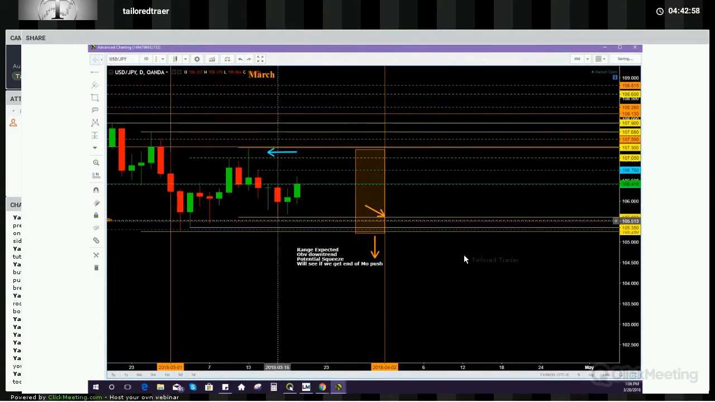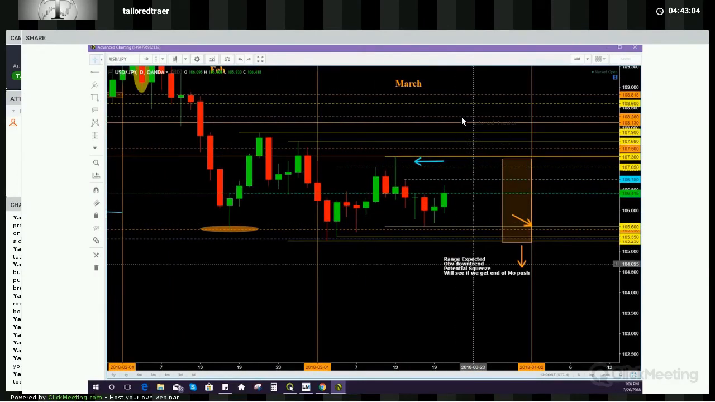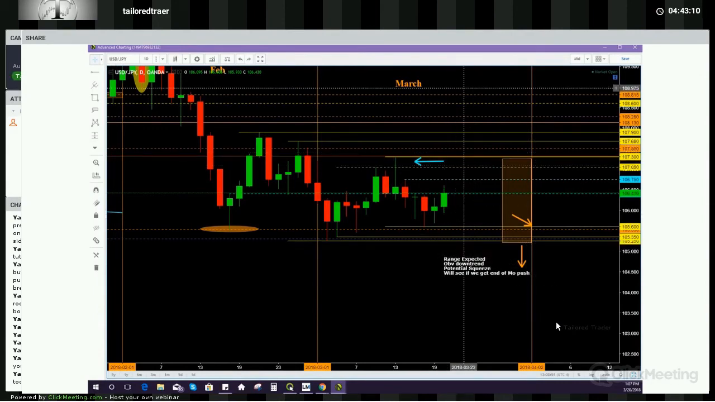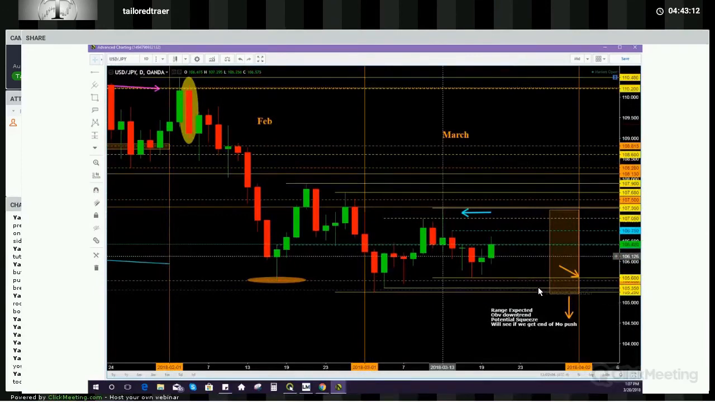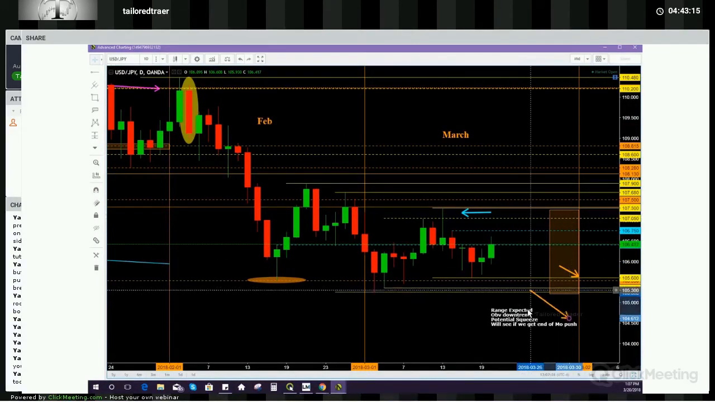Okay, as you see, I have range expected. Obviously downtrend, potential squeeze to the upside, so just be careful because if we start to break up, we might be able to squeeze some short squeezes out of this range. Okay, but we'll see if we can get a monthly push for the end of the month. So these are my notes for basically that's been here for the past week and a half, give or take.